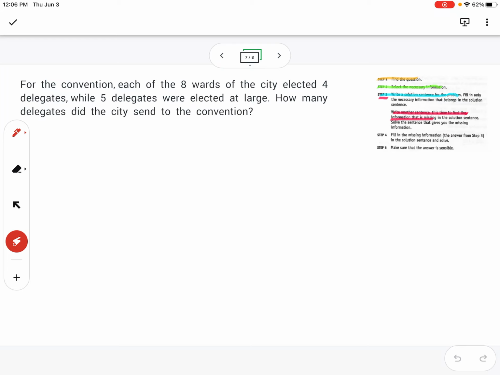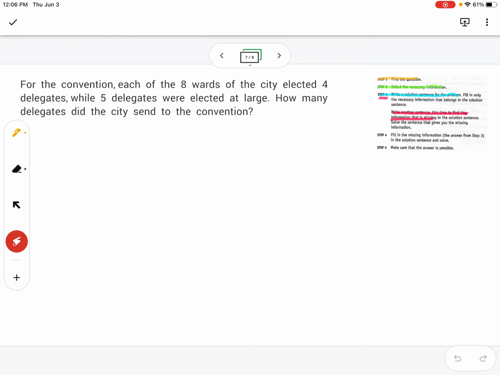All right. Here's a second word problem that we can work on using the two-sentence strategy. Let's walk through the 5 steps for solving word problems again. Find what the question is asking us to find. That's step number 1, right up here. So for the convention, each of the 8 wards of the city elected 4 delegates, while 5 delegates were elected at large. How many delegates did the city send to the convention?